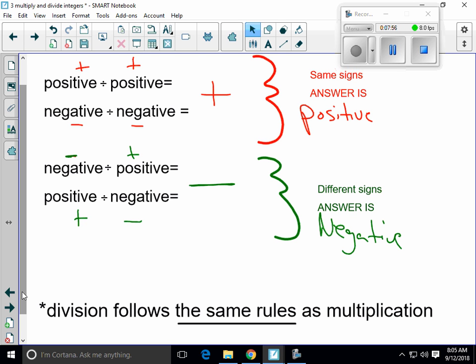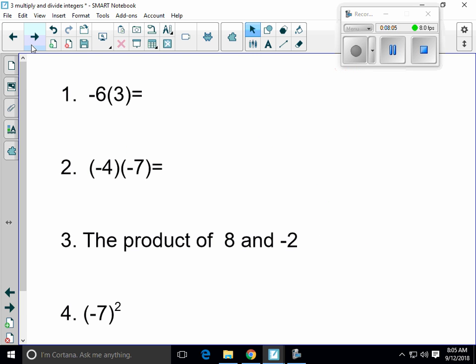Okay, so let's do some practice problems together, and then I'll have you try some. For these problems, again, if the signs are the same, it's going to be positive. If the signs are different, it's going to be negative. So here I have a positive times a negative. They're different. It's going to be negative. Negative 6 times 3. 6 times 3 was 18. So negative 18.